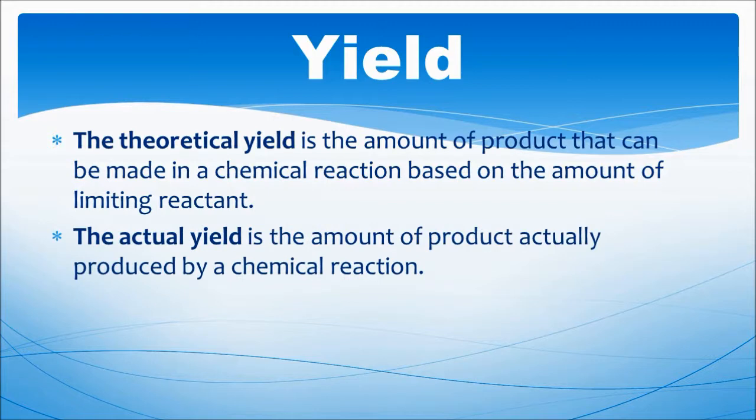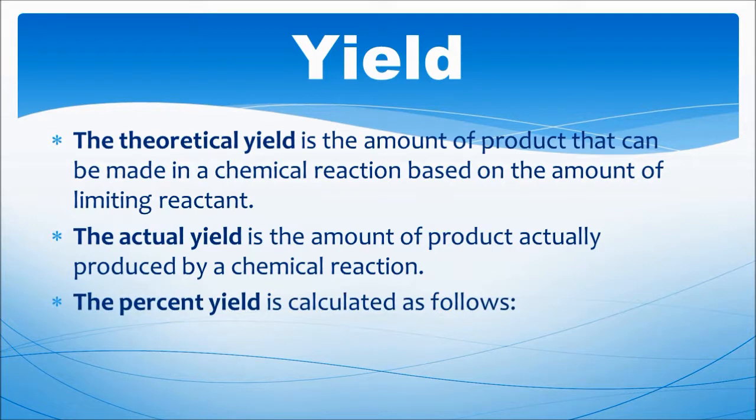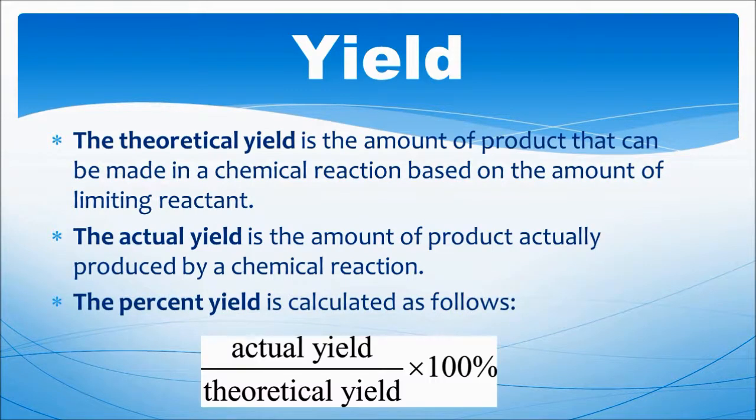The actual yield is the amount of product that the chemical reaction actually produces. And we can calculate the percent yield by dividing the actual yield by the theoretical yield, multiplied by 100%.